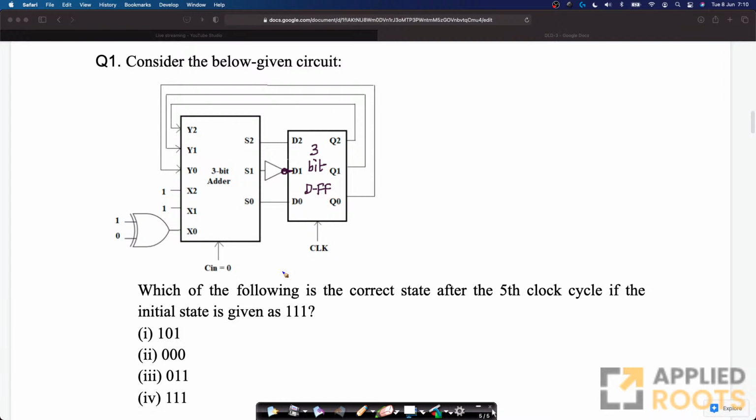This is an MCQ because nothing is mentioned here, so only one option is correct. Please post your solutions or answer in the chat window so that I can comment on it, and we'll anyway solve it at the end as usual.